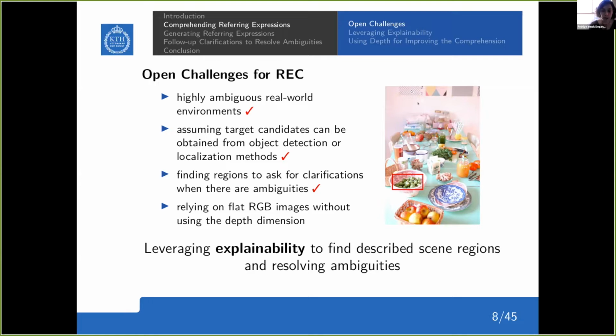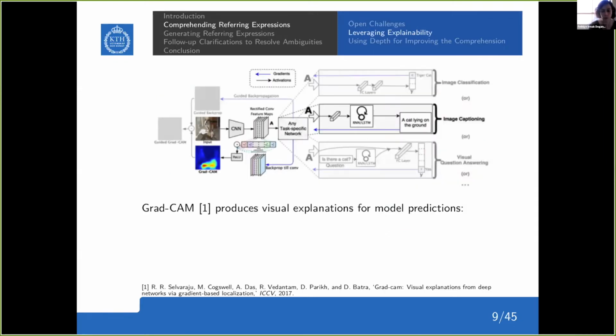So to address the first 3 challenges, we propose a method leveraging explainability. In our method, we use the GradCam explainability module. What's this GradCam explainability module? It generates an activation heat map showing the parts that contribute to the output predictions. For instance, in here, when the caption is a cat lying on the ground, this would be the part contributing to the inference task. And this is the generated activation heat map.